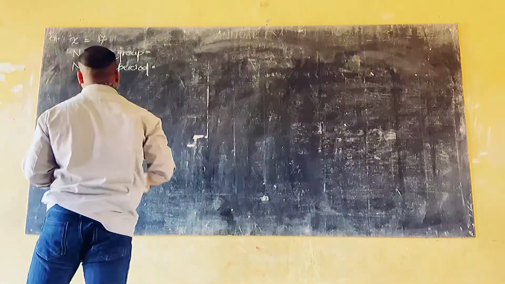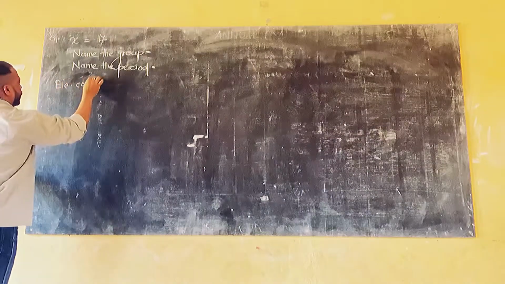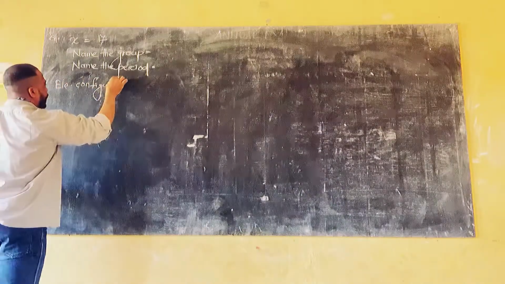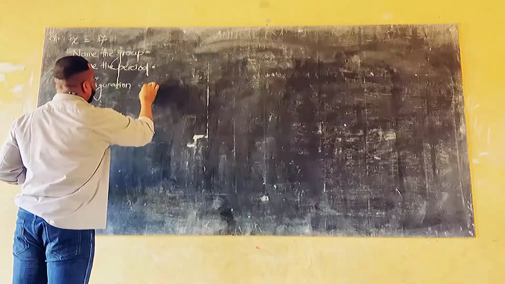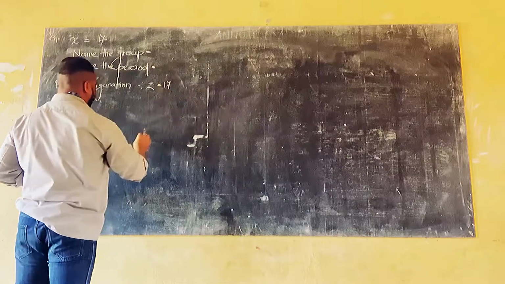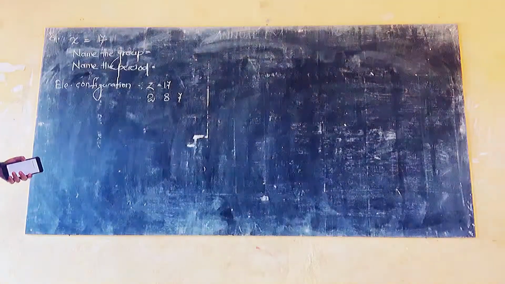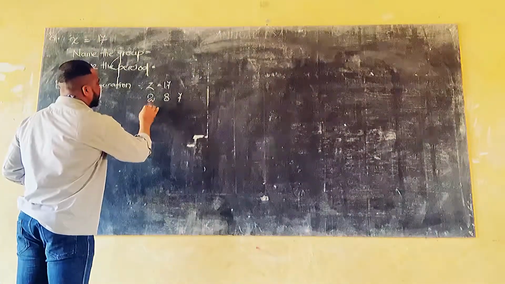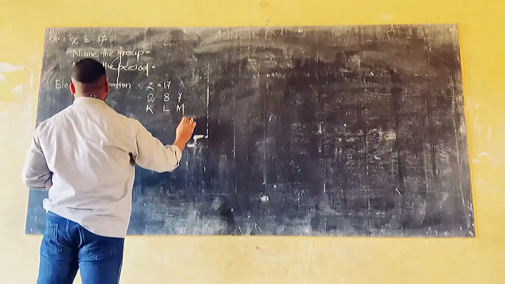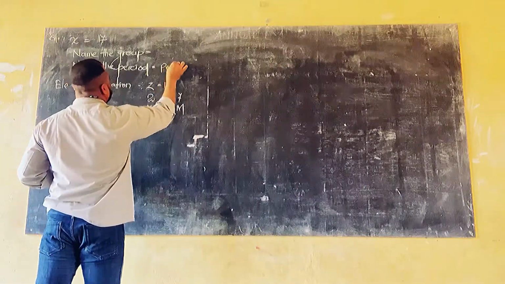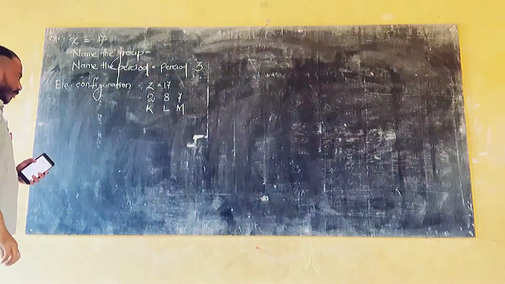So, electronic configuration. Without electronic configuration, we can't say. Atomic number Z is 17 and its electronic configuration is 2, 8 and 7. So this is K shell, L shell and M shell. So clearly it is period number 3. Done. Then what about the group?